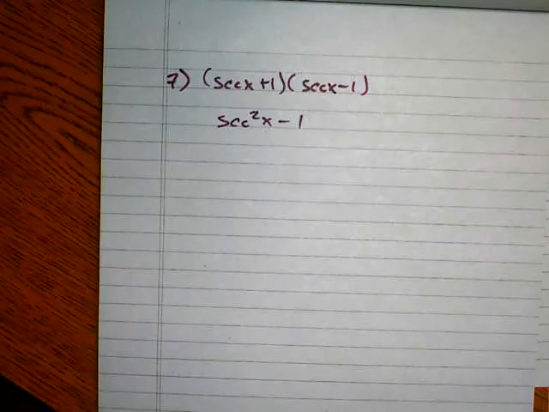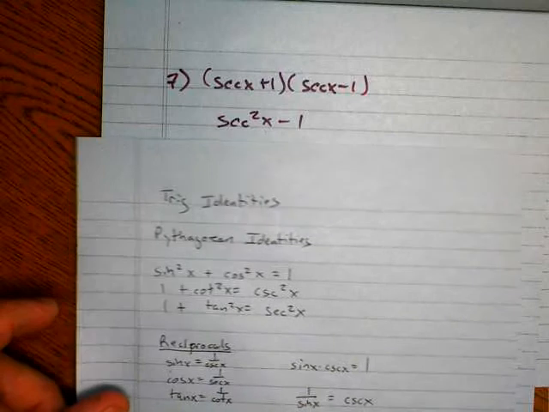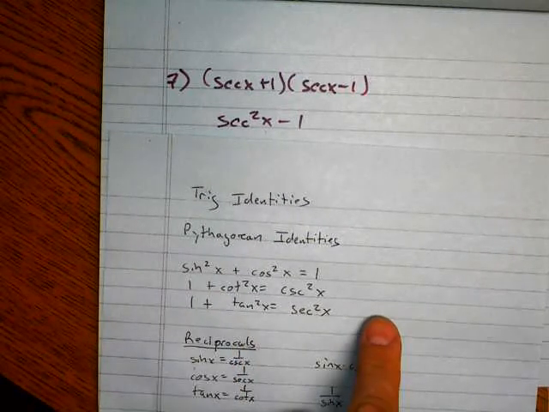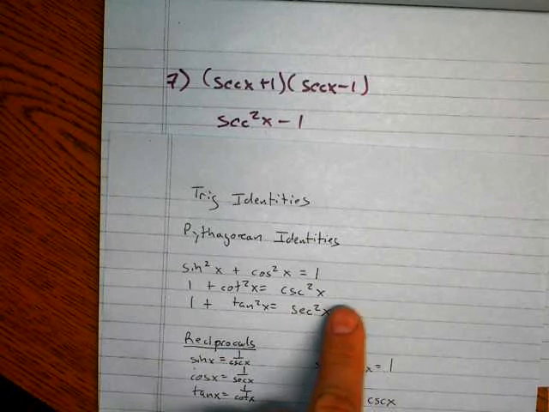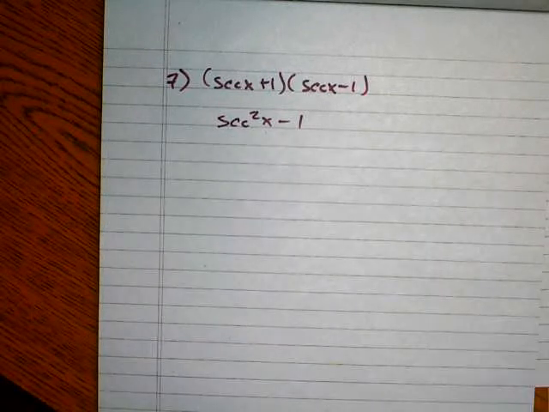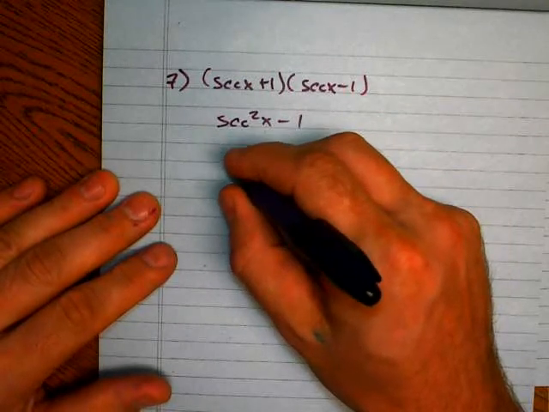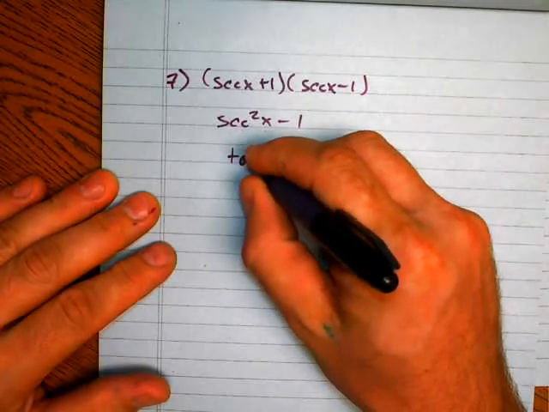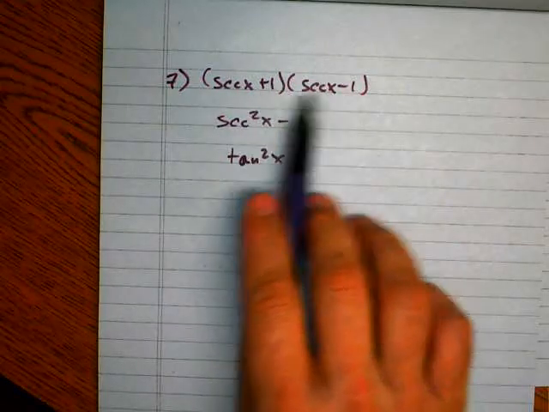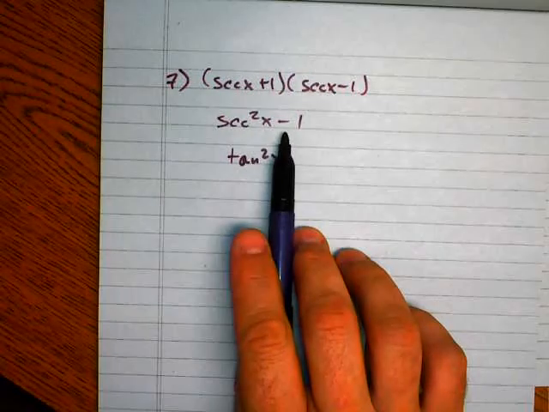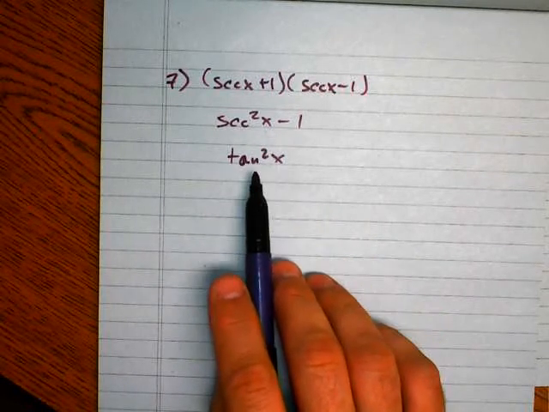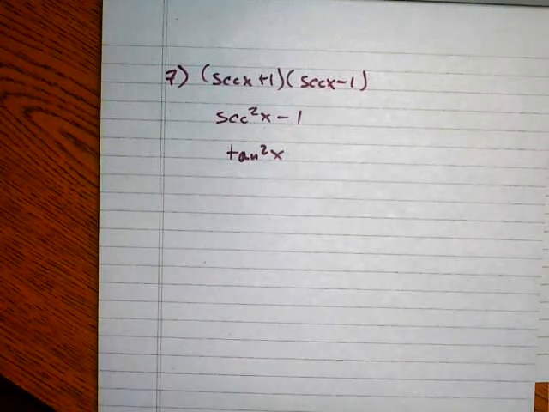Well, this now starts to remind me of the Pythagorean identity. And sure enough, if I subtract 1 from both sides, I'd get secant squared x minus 1 equal to the leftover tan squared x. So here I'm going to do a trig identity substitution, and I'm going to get tan squared x. So again, multiplying conjugates to get a difference of squares, but that difference of squares allows me to do a Pythagorean identity substitution. All the same techniques.